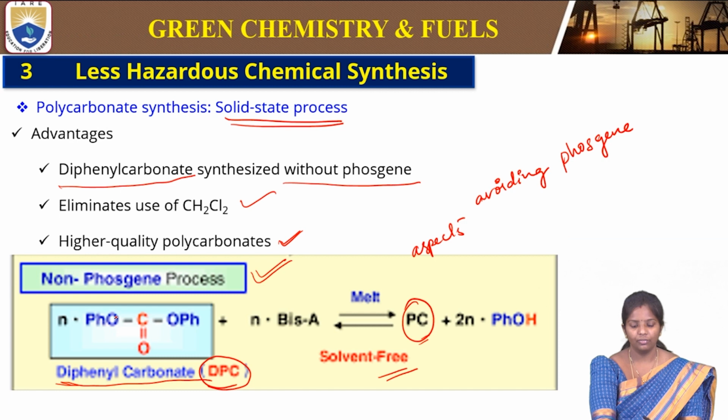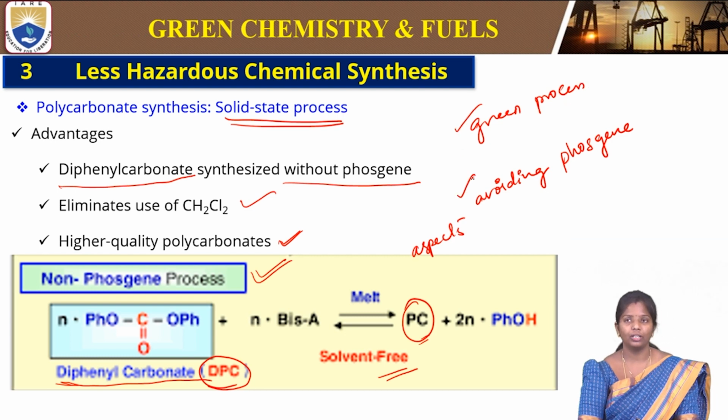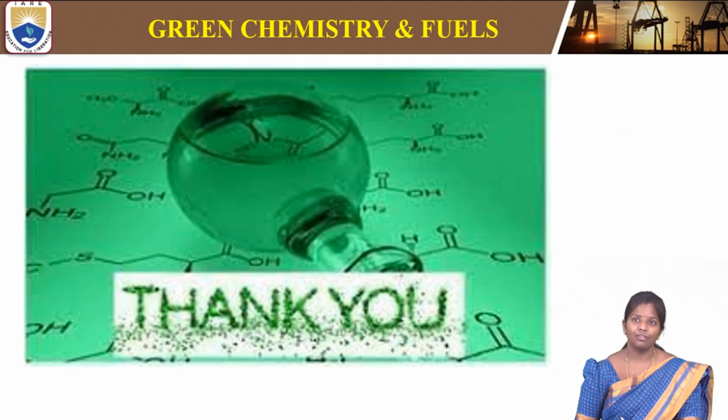So this is one of the green processes. These are the important points to remember: the groups can be varied, the chlorine groups are removed, and we are using diphenyl carbonate, so polycarbonate is synthesized from diphenyl carbonate without the usage of phosgene. This is how a green procedure is developed to avoid the usage of toxic phosgene.